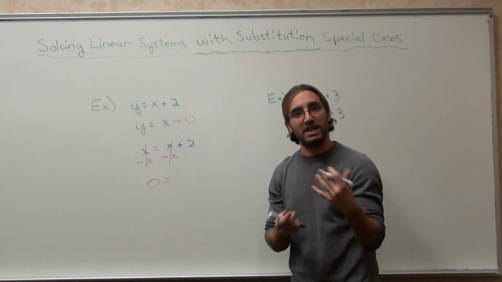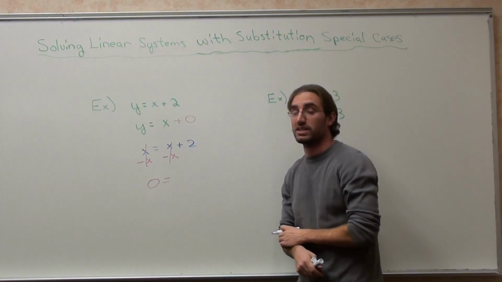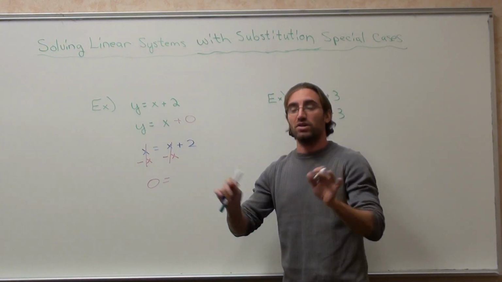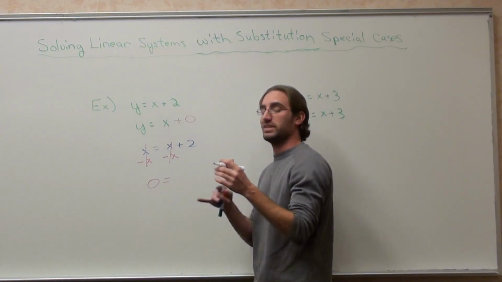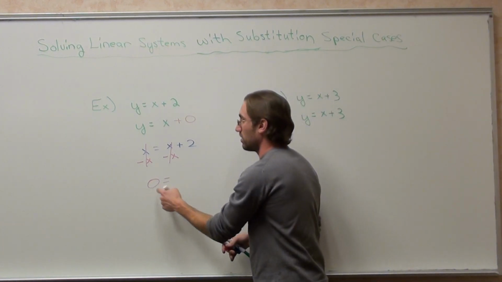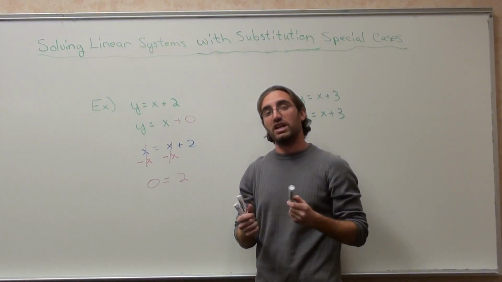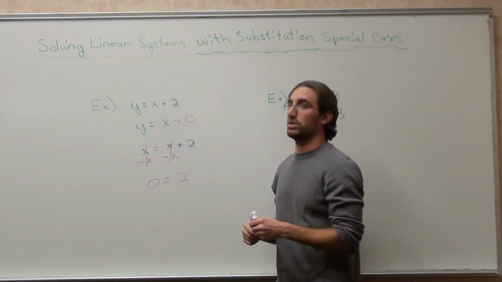0, because x minus x is 0. It's not 1. It's not x. It's 0. 1x minus 1x is 0x. 0x is just 0, because it's 0 times x. 0 equals 2. When is 0 ever equal to 2? And the answer is, it's never equal to 2.